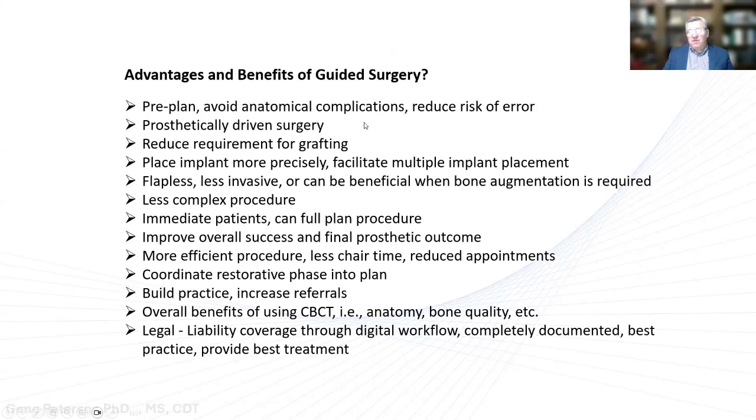Pre-plan, avoid anatomical complications, reduce risk of error, prosthetically drive your case, because you can bring the prosthetic into your design, reduce the requirements for grafting because you're strategically placing the implant in good bone, place the implant more precisely, facilitate multiple implant placement. You can go flapless a lot of times if you want to, because you can use a tissue punch. Less complex procedure, immediate patients. You can fully plan the procedure. You can extract the teeth digitally, extract the tooth, place the tooth immediately in the socket. Improve overall success and final prosthetic outcome.